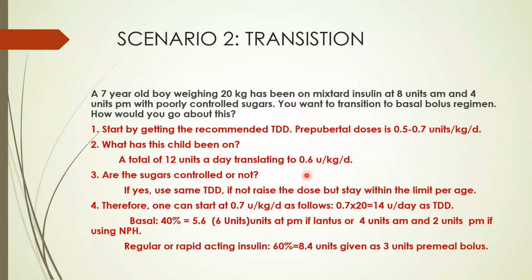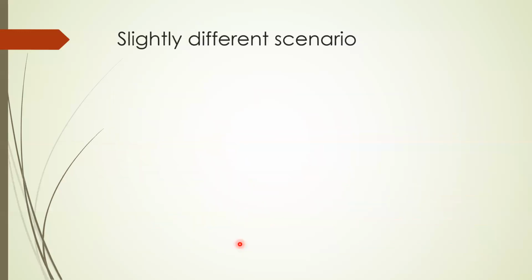So we started by looking at the recommended total daily dose, looked at what the child has been on, asking ourselves, are the sugars controlled? And then slightly adjusting the amount per day, and then going back to what we have been doing, getting the basal and getting the bolus doses. I hope that is clear.